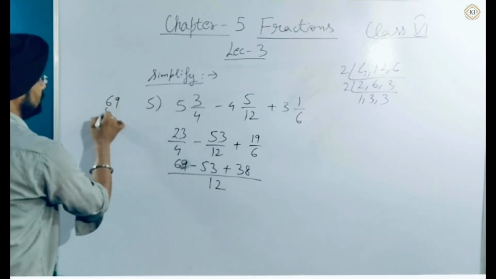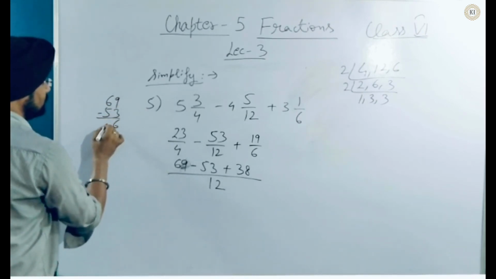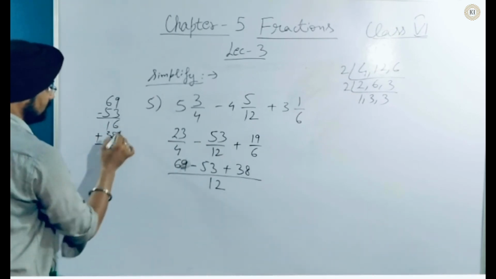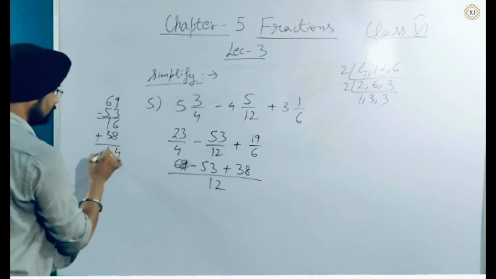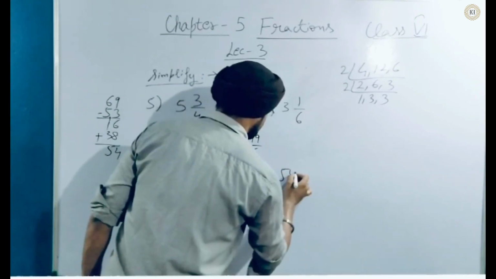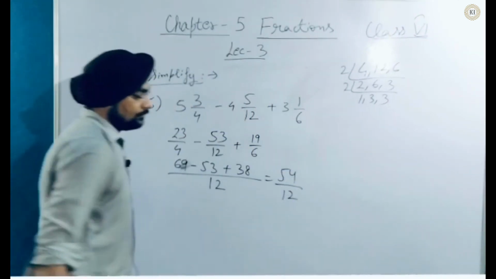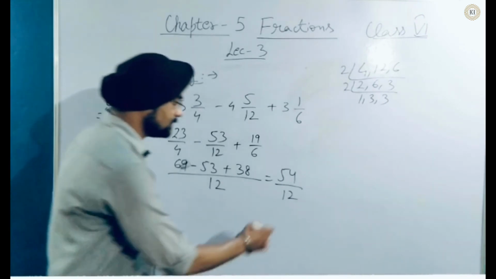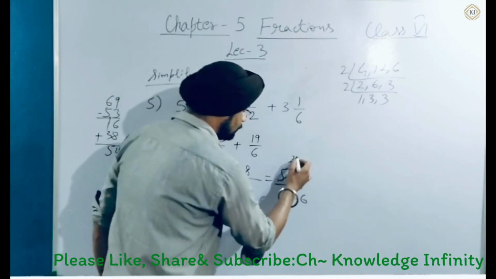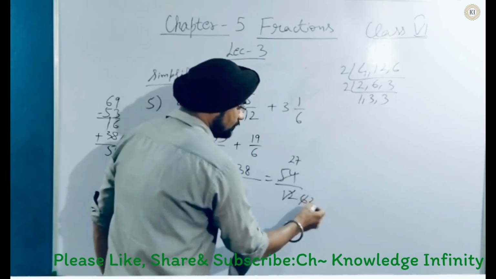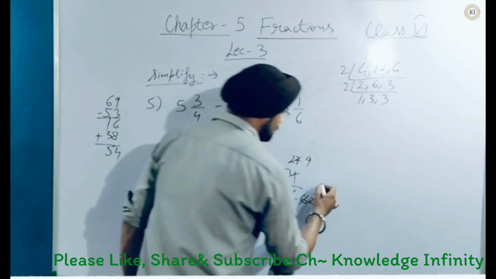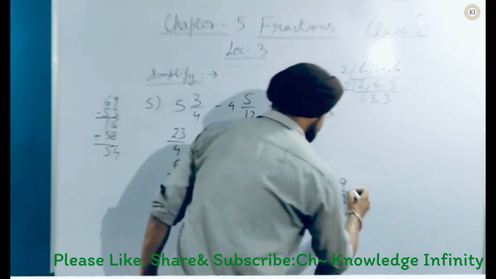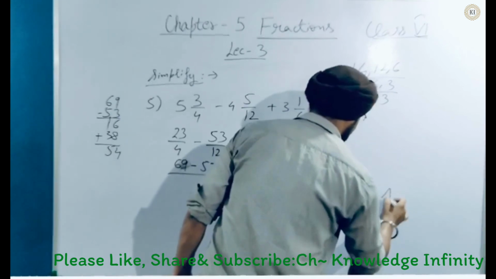Now I can see again first of all we can subtract 69 minus 53. So 69 minus 53 is 16 and 16 plus 38 will be 54. That is 54 upon 12. Both the values can be easily cancelled by 2 because they are not in the lowest terms. So 2 6s are 12 and 2 27s are 54, again 3 2s are 6 and 3 9s are 27. So 9 upon 2. When we convert into a mixed fraction, it will come 4 whole 1 by 2.